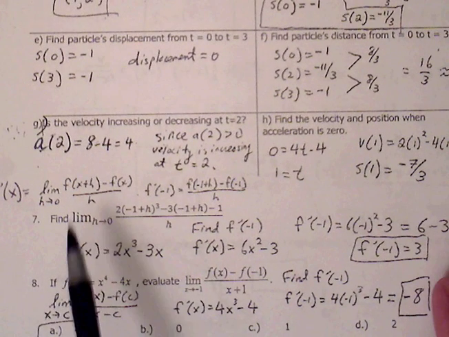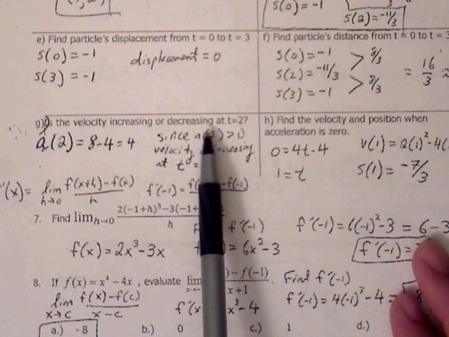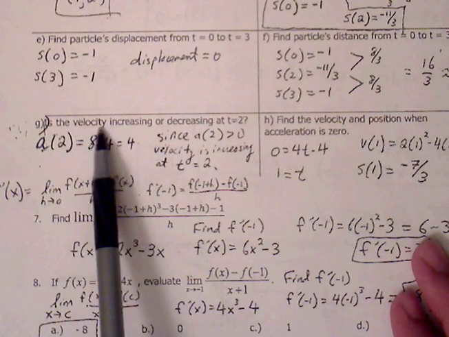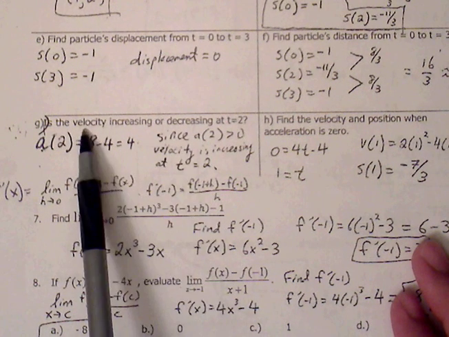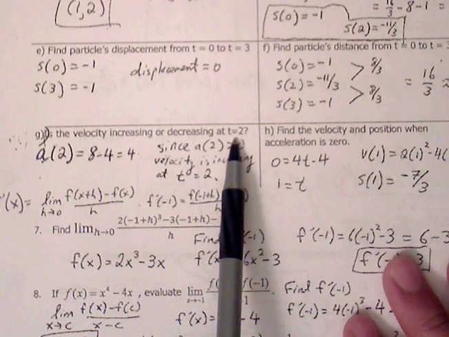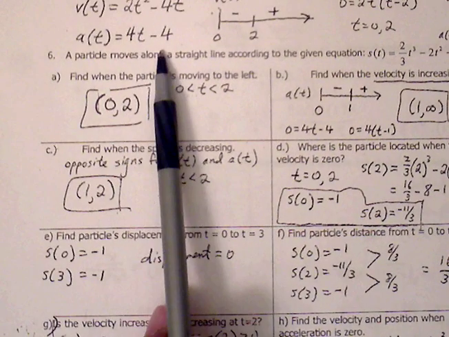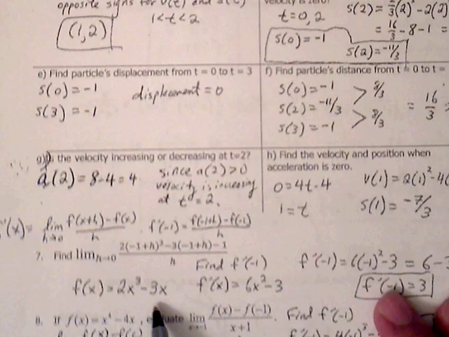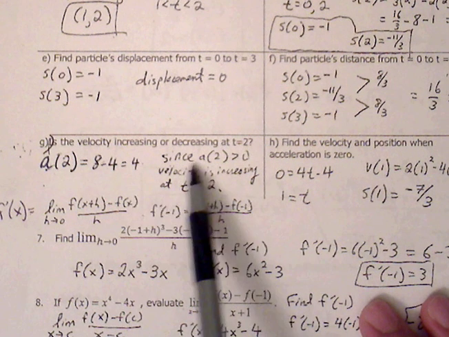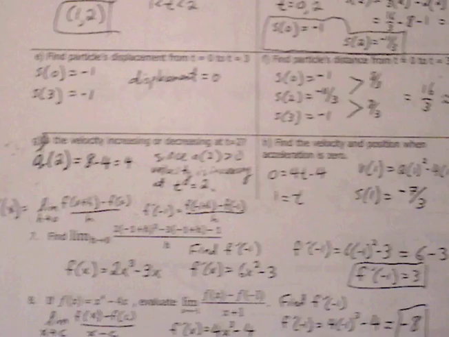Okay, part G, is the velocity increasing or decreasing at t equals 2? So this is also asking about acceleration. So it's asking, is acceleration positive or negative? So we plug 2 into the acceleration function. The acceleration function is just going to be 4t minus 4. So we plug 2 in. We get 8 minus 4, which is 4. That's a positive value. So since acceleration at 2 is positive, we know velocity is increasing at t equals 2.